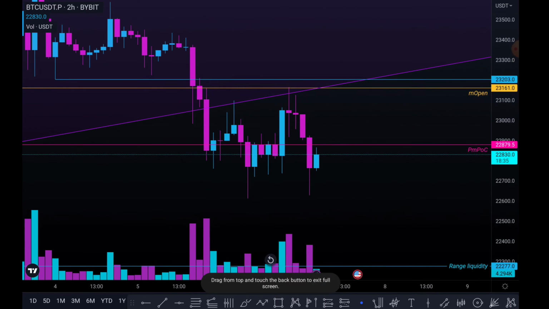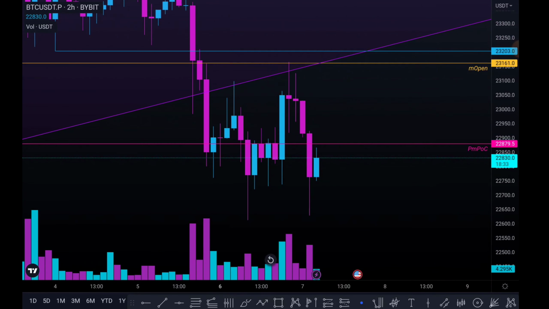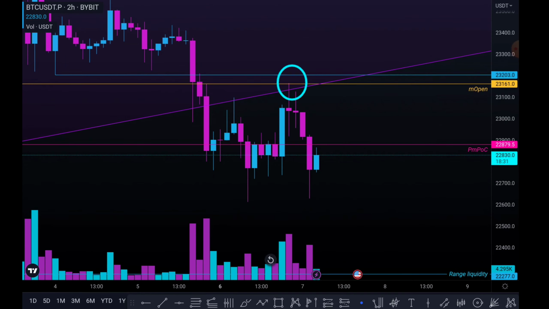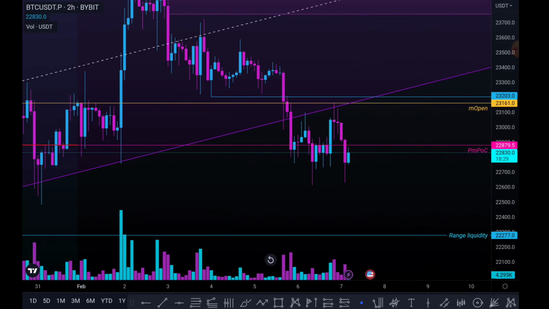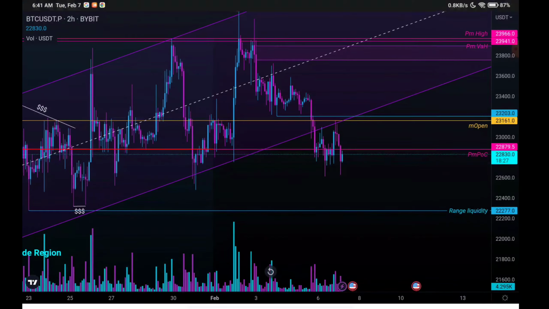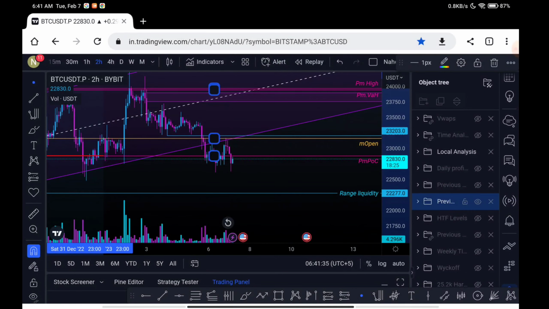Beautiful. So when we retested, there was a monthly open as well, and that aligned with the parallel channel. So never a random pivot, guys.